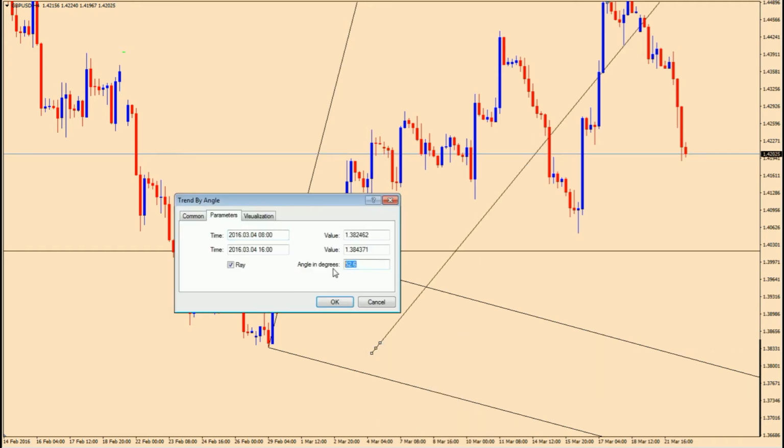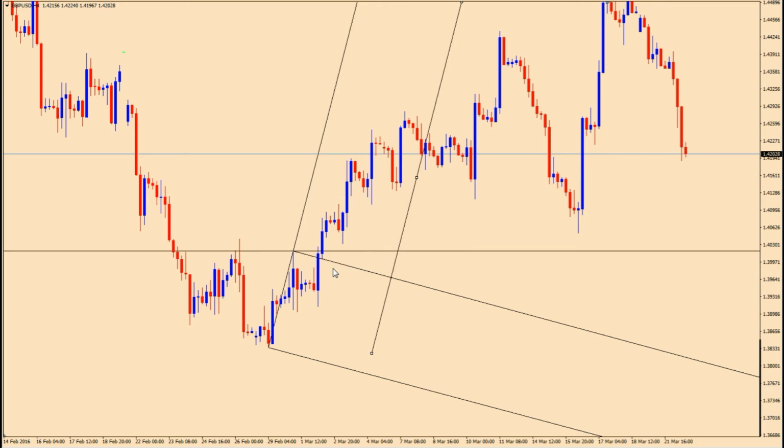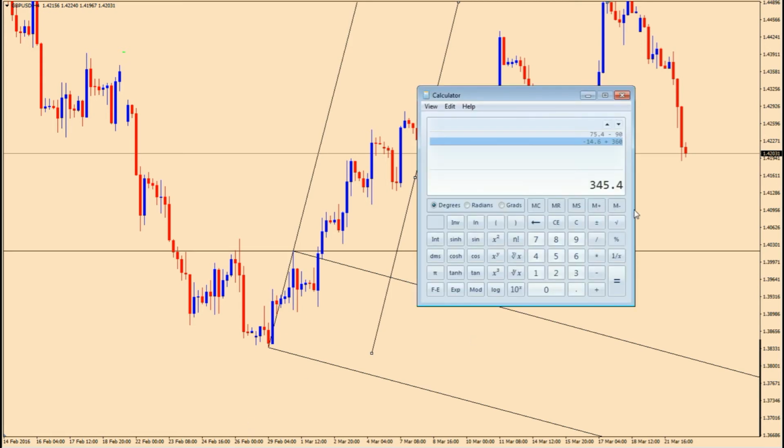So 75.4 degrees, and then we have the angle, but we need to figure out where exactly to put it so the square is perfectly shaped. And to do that, all you have to do is take your 345.4 degree angle, which is this down angle, and subtract 45 degrees from it. That gives us an angle of 300.4 degrees.